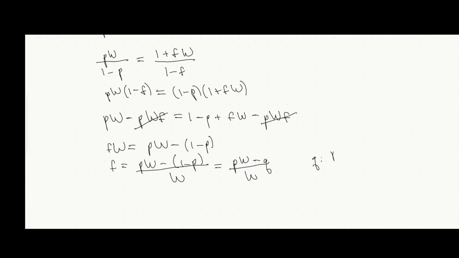q is the probability of losing a bet. Okay.